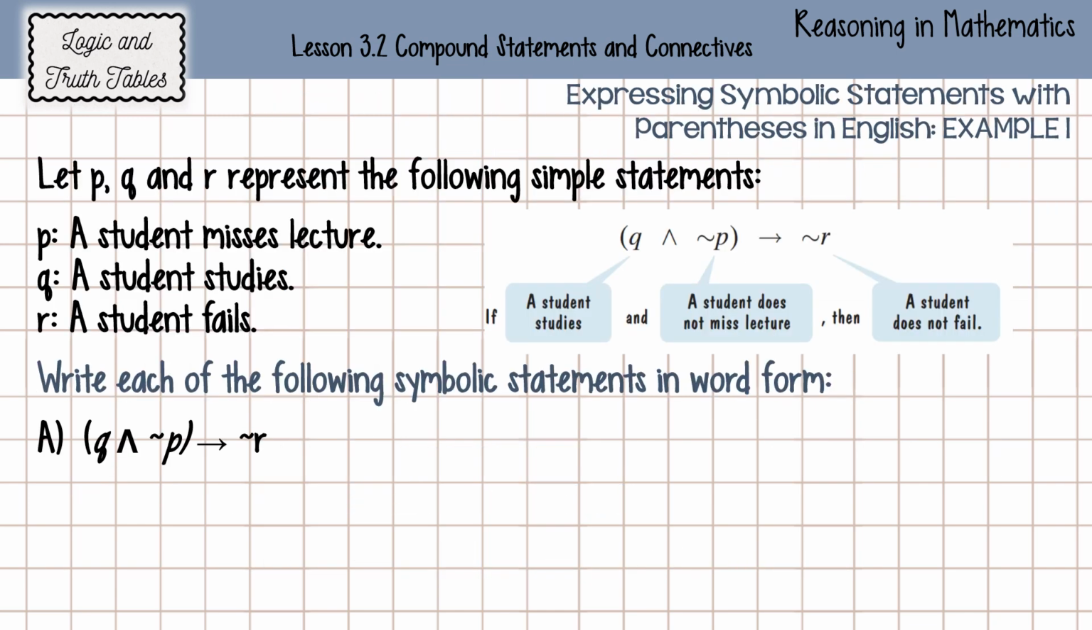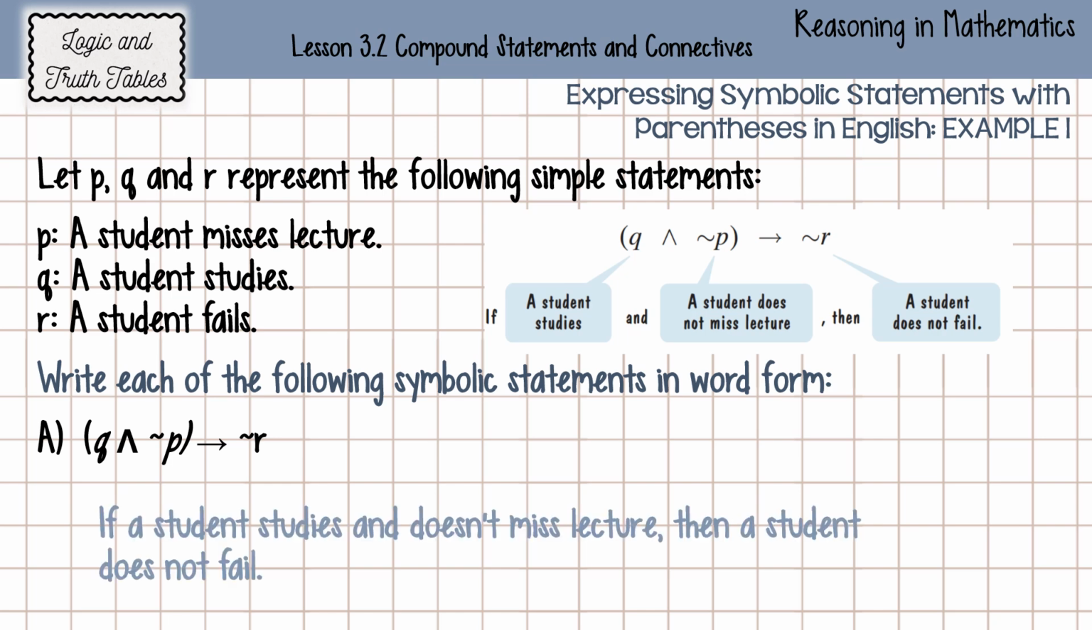Let P, Q, and R represent the following statements. A student misses lecture is P. Q, a student studies. R, a student fails. And we need to write each of the following symbolic statements in word form. We are grouping together Q and not P, and then we are inferring not R. So if a student studies and doesn't miss lecture, comma, then a student does not fail.